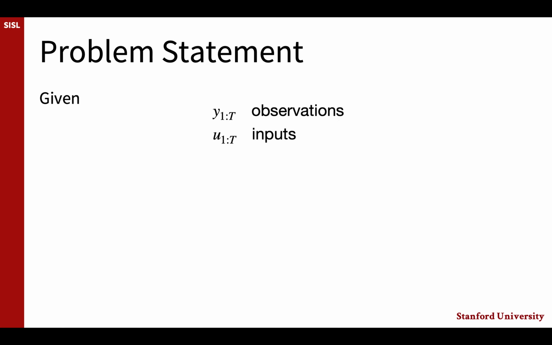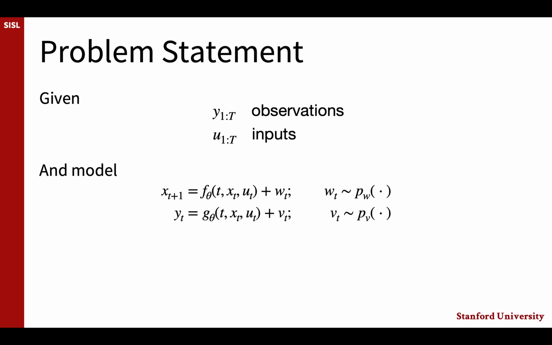So given a trajectory of observations y1 to t and inputs u1 to t, and a parameterized model, so f of theta maps the state and input to the next state, but corrupted by some process noise w, as well as an observation model, g of theta, which maps the state and input to the observation, but corrupted by observation noise, v of t. We want the maximum likelihood estimate of the model parameters. So we want to choose the model parameters that maximize the likelihood of the observations we saw.